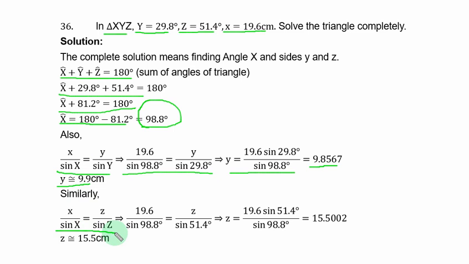Replace angle s, angle z with what they stand for. You have this result. Cross multiply and divide both sides by sine 98.8 degrees. You have it in this form. After simplification, z becomes 15.5002. To one decimal place, z is approximately equal to 15.5 centimeters.